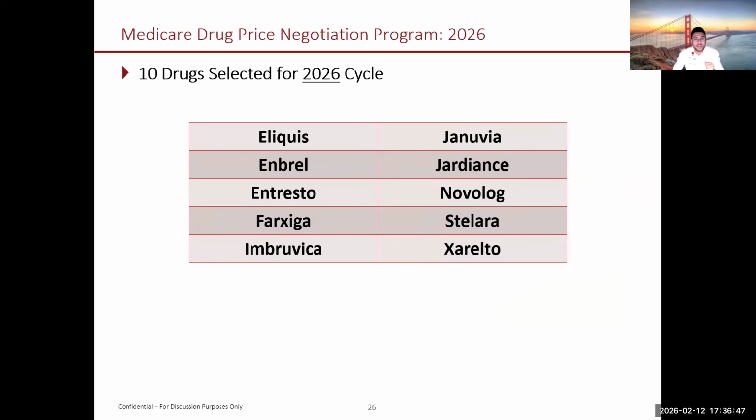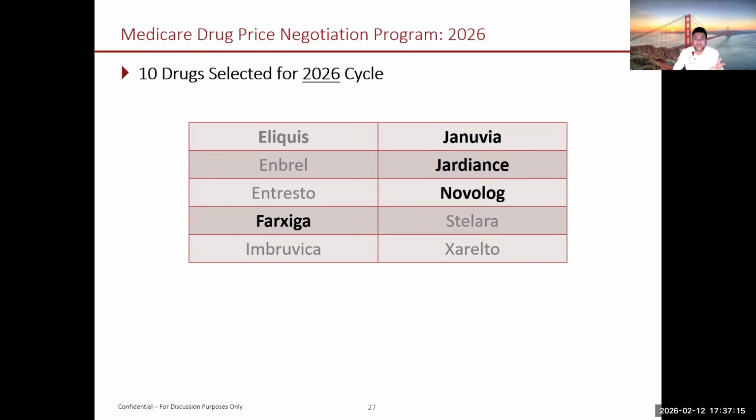These are the 10 drugs that have been selected for 2026. These are very common drugs. And when you look at it from a diabetes perspective, you can see there are 4 medications on here that are very commonly used. Farxiga and Jardiance, which are SGLT2 inhibitors. We talked about them as high cost, commonly used medications. Januvia, same thing. DPP4 inhibitor, commonly used, typically high in cost. And Novolog, which is an insulin.